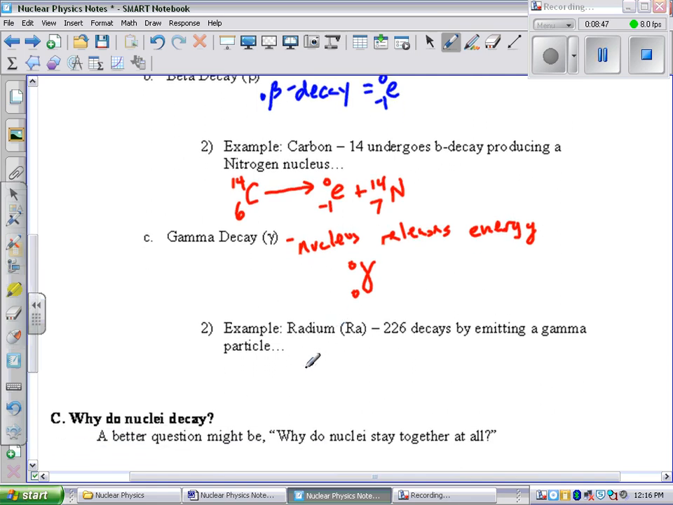All right, I have radium-226 decaying, so it's Ra-226. It's decaying, and if we look up radium, it's 88. It's going to release a gamma decay particle, which has no charge and no mass. So the nucleus doesn't change. With gamma decay, it's always going to be easy because our product is exactly the same as our reactant.